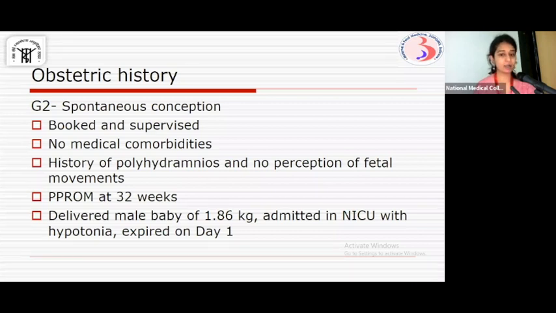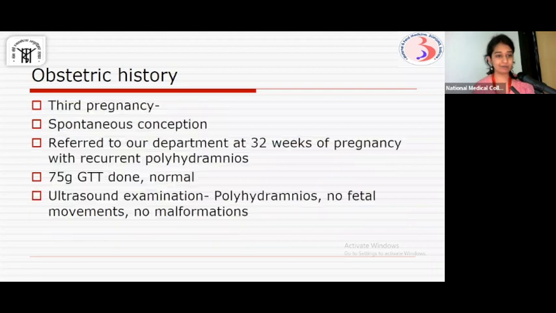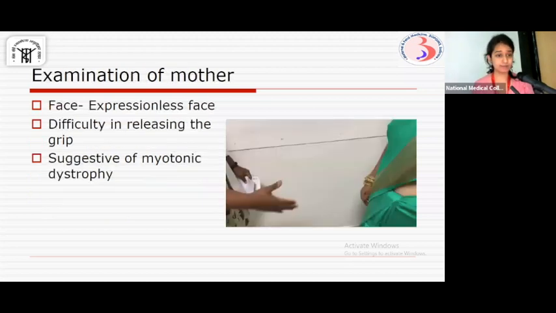The second pregnancy had more or less the same history. She had polyhydramnios from the 5th month of gestation and no perception of fetal movements. She had PPROM at 32 weeks of pregnancy and delivered a hypotonic baby that expired on day one of life. She came to us in the third pregnancy at 32 weeks with recurrent polyhydramnios. Seeing polyhydramnios, we first ruled out diabetes; a 75 gram GTT was done and it was normal. Then ultrasound examination confirmed polyhydramnios. No other malformations were seen, but there were no fetal movements present during the examination.